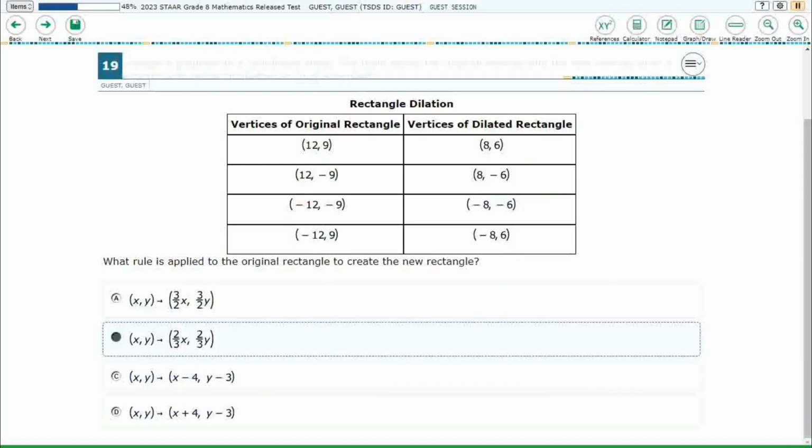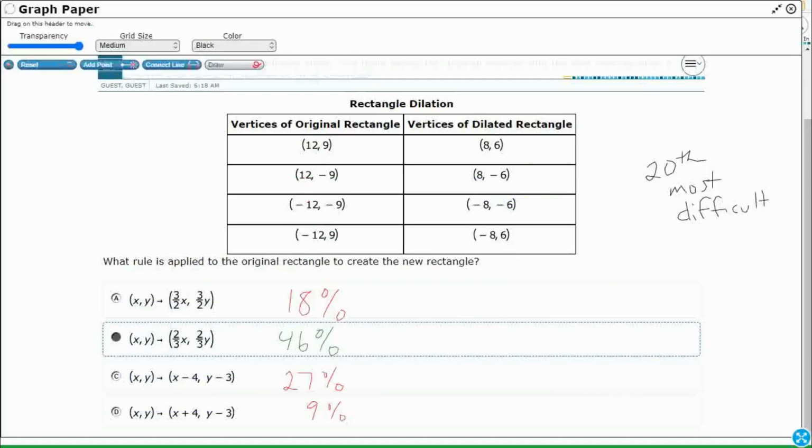Let's see how we did across the state of Texas. This was tied for the 20th most difficult on a 40-question test. This is right in the middle. You see that we could not even get half of our students to get this correct. And really, I think the lack of a visual representation made it difficult. Unless you drew something or tried to plot it on your own, you might not necessarily see that it got smaller from the original to the dilated.